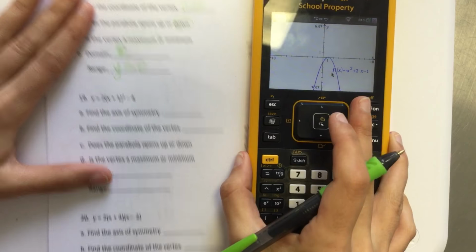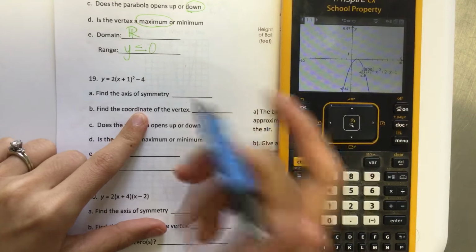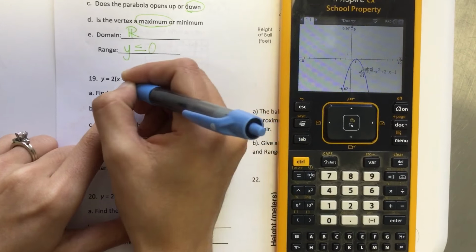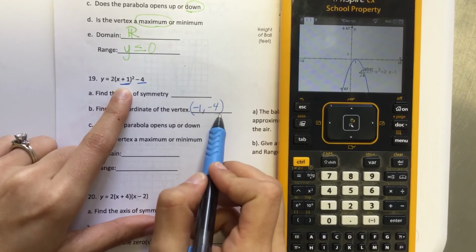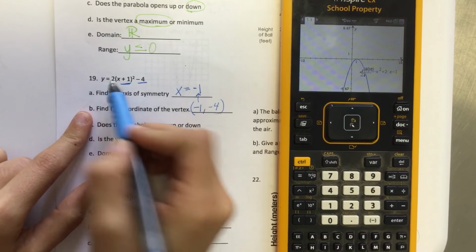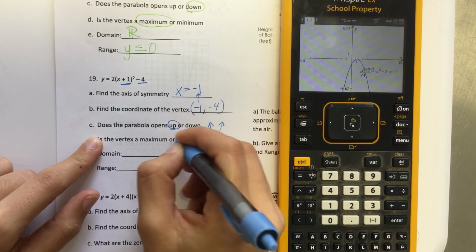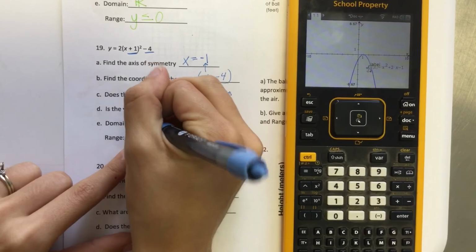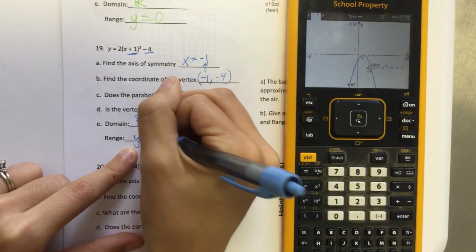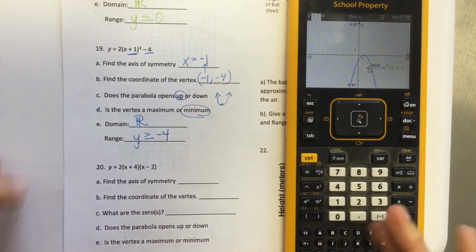All right, number 19. Again, we could graph this and look at it, but because this is in vertex form, I know my vertex is at -1, -4. Okay, opposite on the inside, same on the outside. So my axis of symmetry comes from this number, so -1. Because this is positive, I know it opens up. Because it opens up, I know this point is a minimum. The domain is always all real numbers. Range is y, because it opens up, it's going to be greater than or equal to, and I use our y number, so -4.